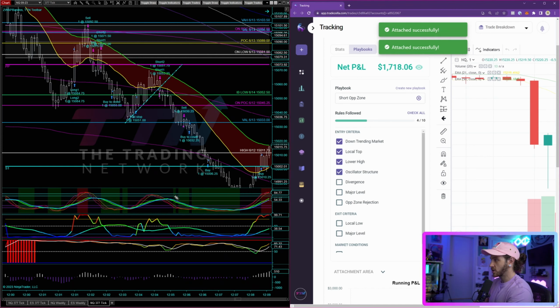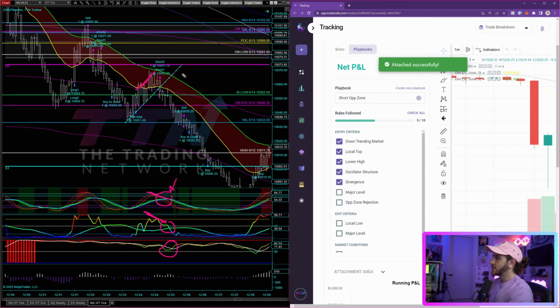So we have oscillator structure, which I just demonstrated right here with the PMARP, the Z-cubed, as well as the BBWP. One thing we do have as well is a little bit of divergence here, right? You can see that price is making higher highs and the oscillators are making lower highs, and the PMARP is also divergent as well. So we have bearish divergence.